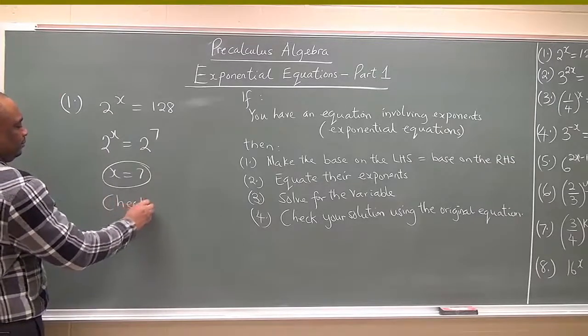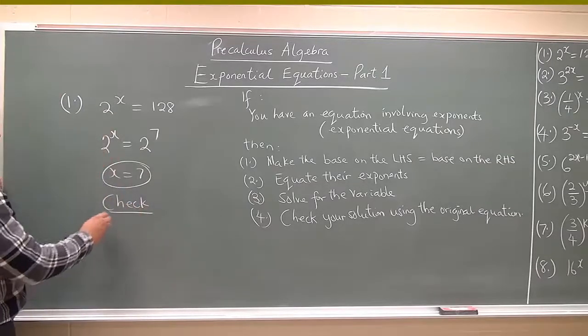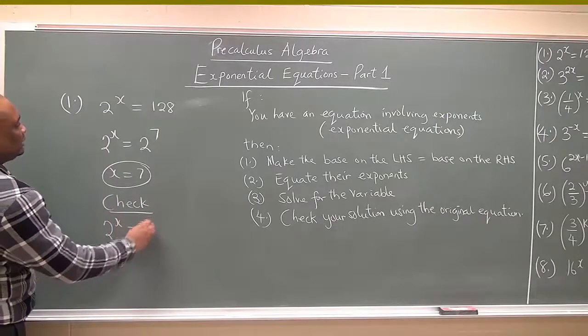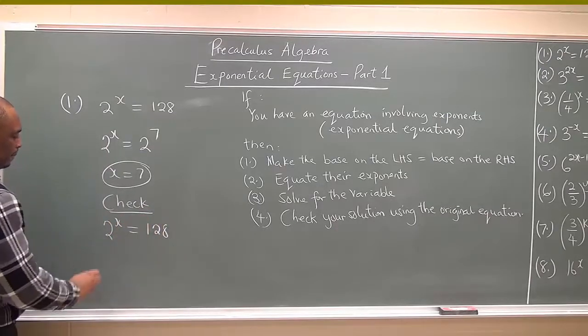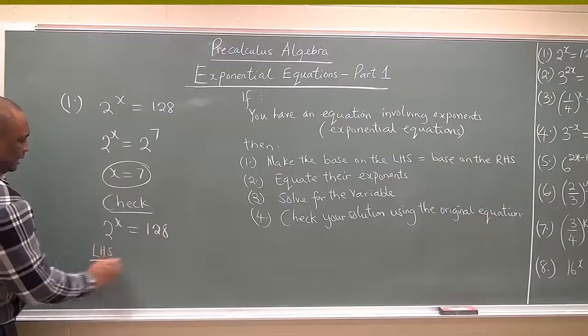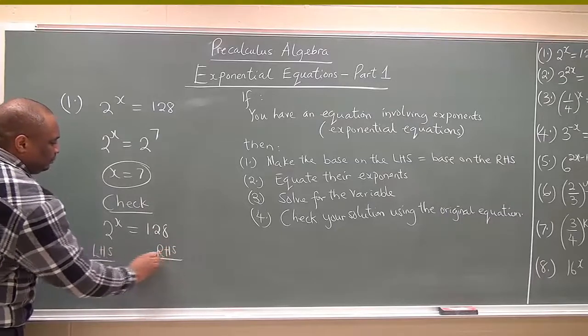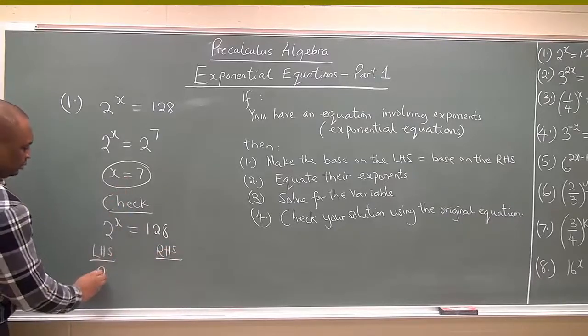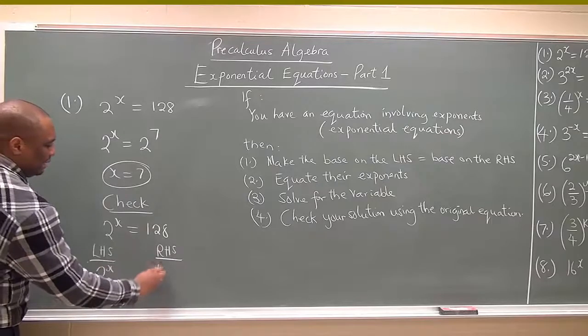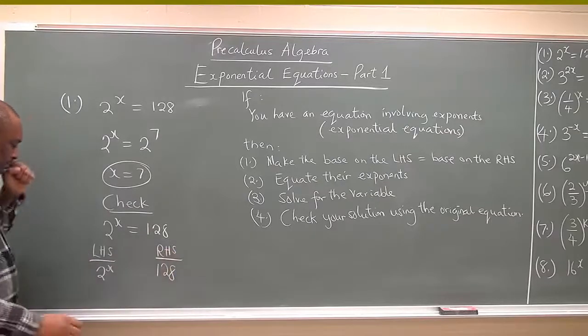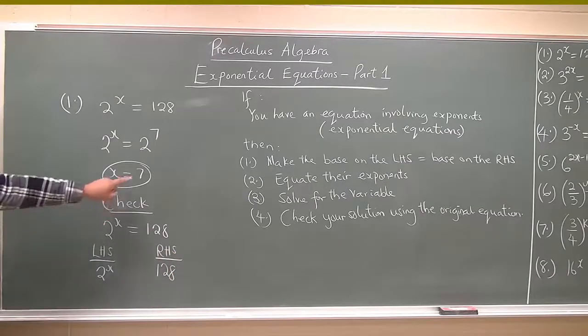You check. When we check, we want to write the main problem. 2 exponent x is 128. Then we write our left-hand side and our right-hand side. Our left-hand side is what? 2 exponent x. Our right-hand side is what? 128. Then we substitute what we get. x is equal to 7.